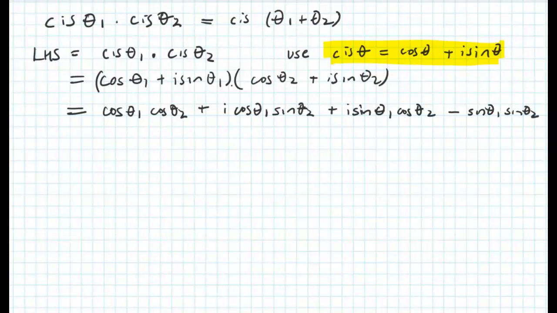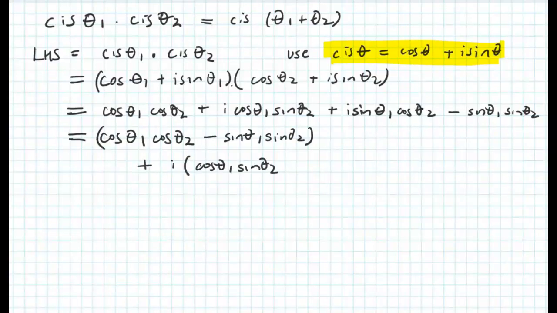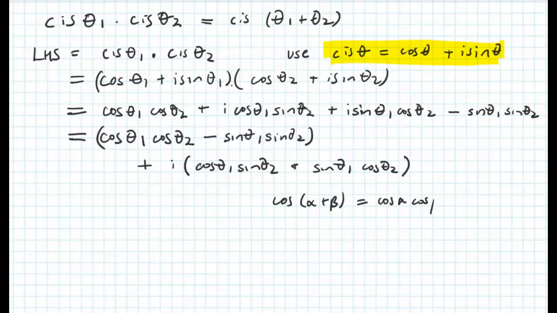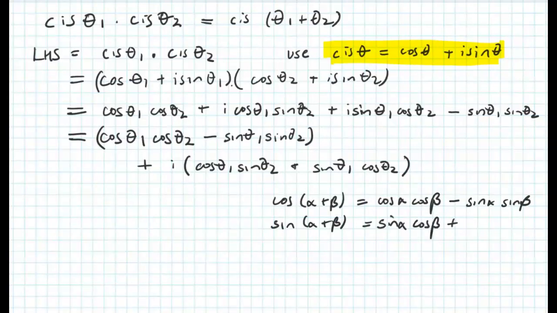Again, being careful to note that i squared equals minus 1. Group together the real parts and the imaginary parts. And notice now we've got identities that match our addition formulae for cosine and sine, as we've written down here.